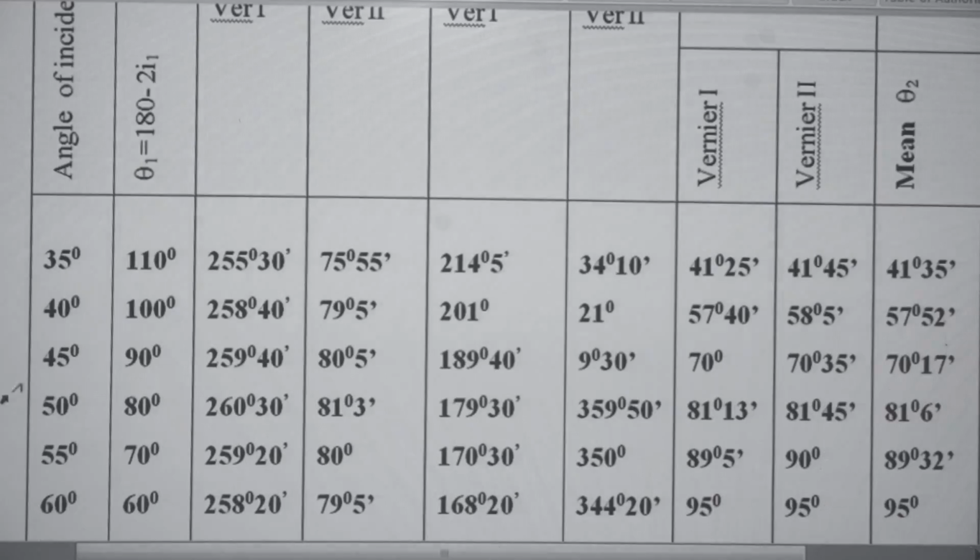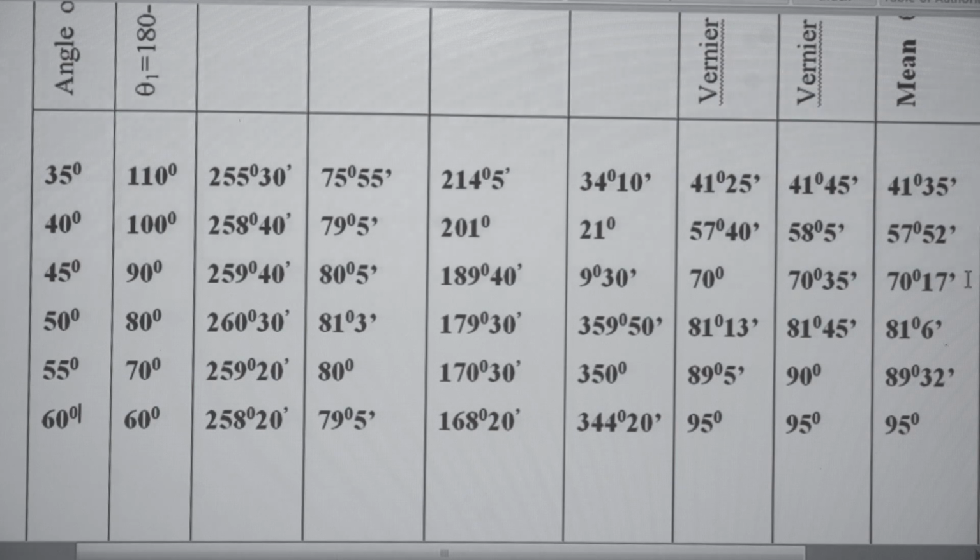Similarly we are changing the value of I to 45 degree, 50 degree, 55 degree, 60 degree. For each case we obtain the I2 value. Now for 35 we obtained 41, for 40 we obtained 57, for 45 we obtain 70, for 50 we obtain 81, for 55 degree we obtain 89 degree 32 minute and for 60 degree we obtain 95 degree.